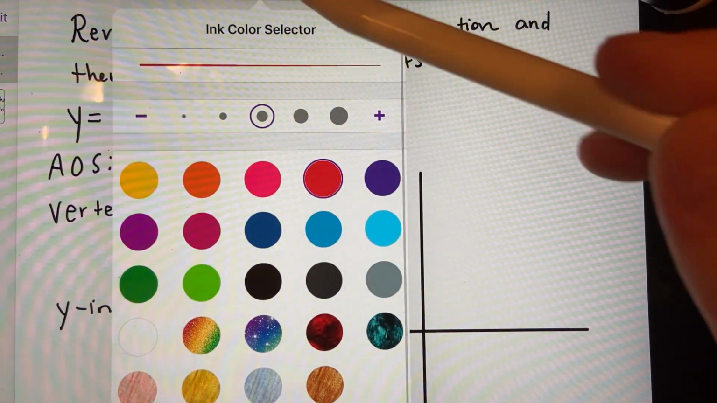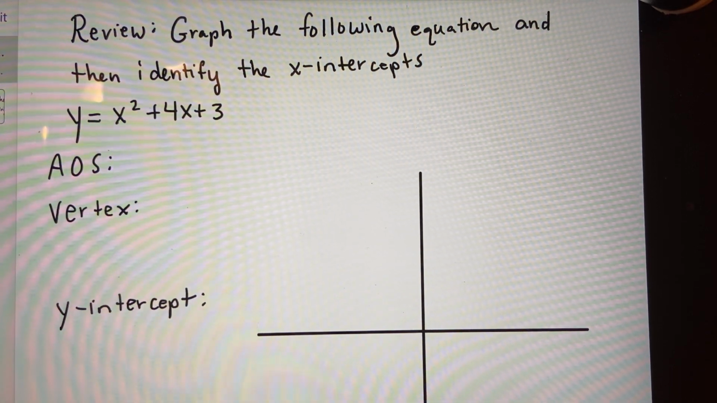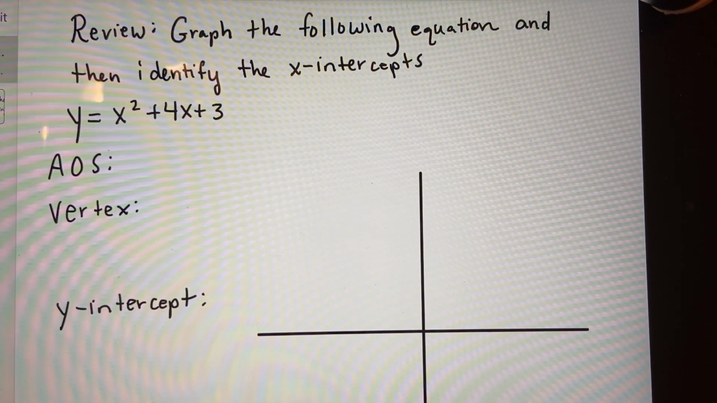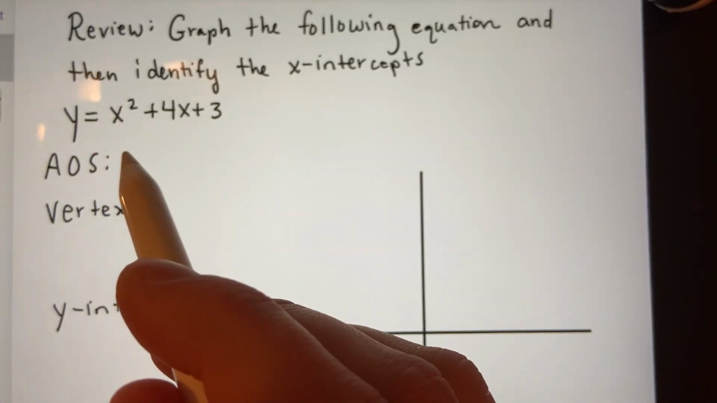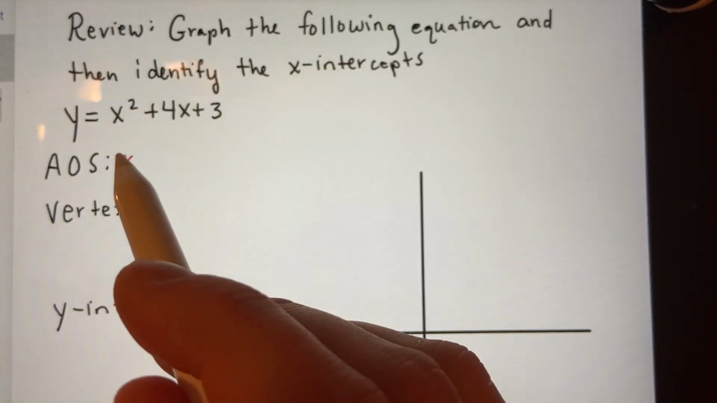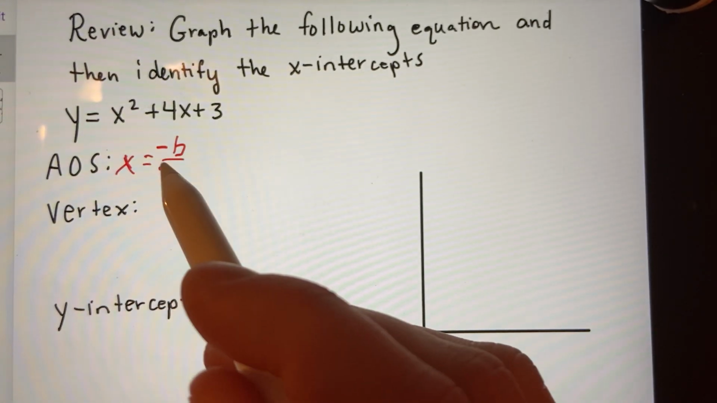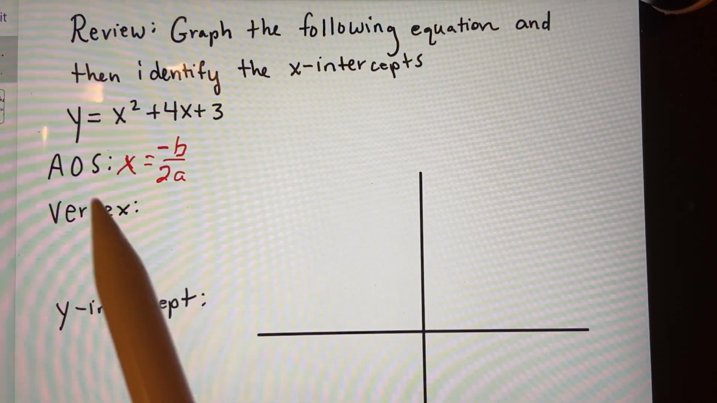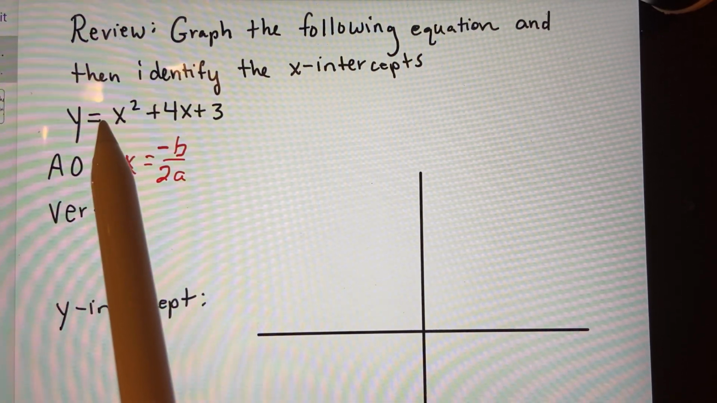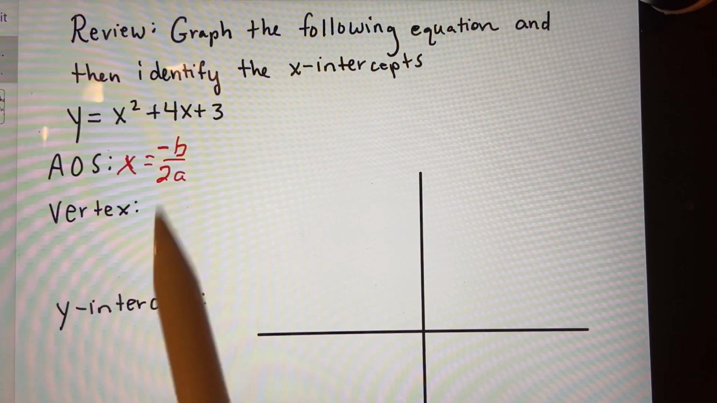Now I have labeled here AOS. That stands for axis of symmetry. And there's a formula that we'll use to find the axis of symmetry. The formula is x equals negative b over 2a. Now a and b come from the equation. A would be 1. That's the number with x squared, and b would be 4.